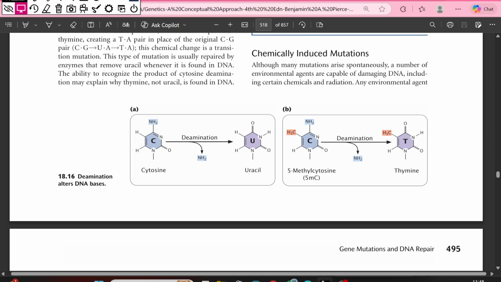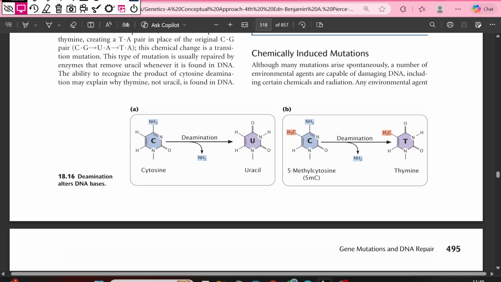Hello dear learners, in this video we will continue with our topic mutations, and in our previous video we had covered the topic of spontaneous mutations. In this video we have to talk about the non-spontaneous mutations, or the chemical and physical methods of inducing mutations in the genome. So first of all we have to discuss the chemically induced mutations.